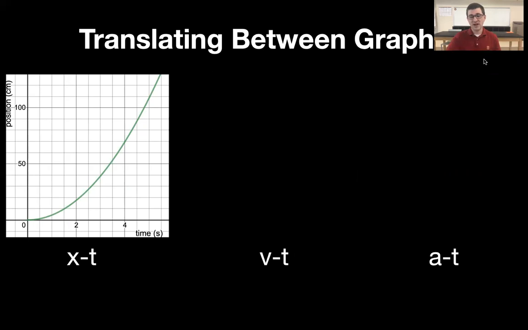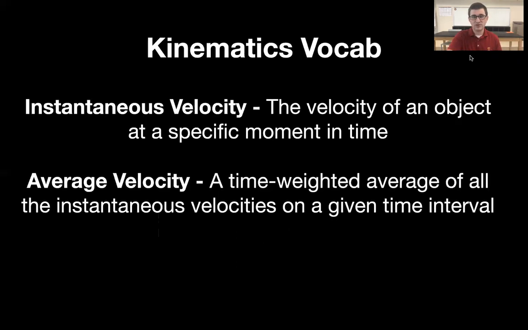But before we get started, I do need to take a little break to talk about the vocabulary related to velocity. So there's kind of two different flavors, two different types of velocity. There's the instantaneous velocity, which is the velocity at a given moment, a given instant, a clock reading, if you will. And then there's the average velocity, which is over a time interval. You take all the different instantaneous velocities and you average them together.